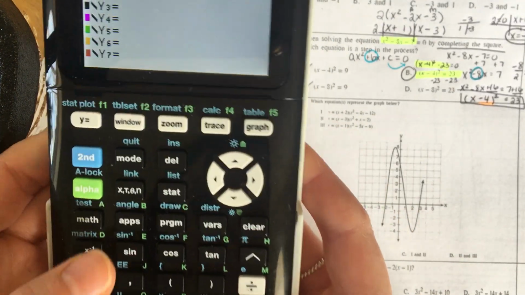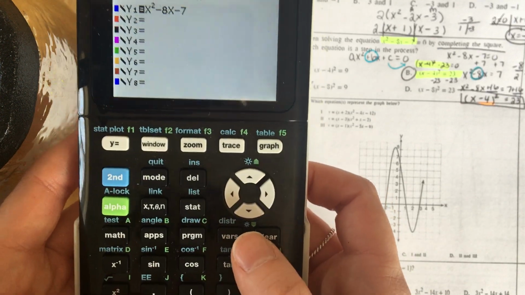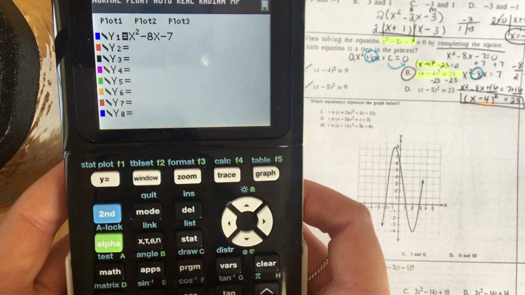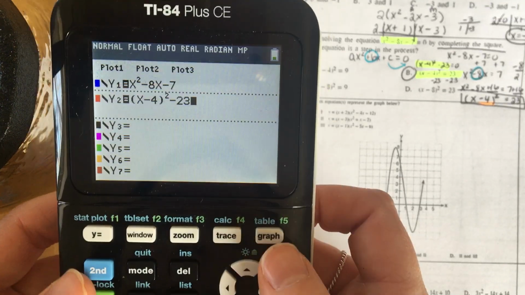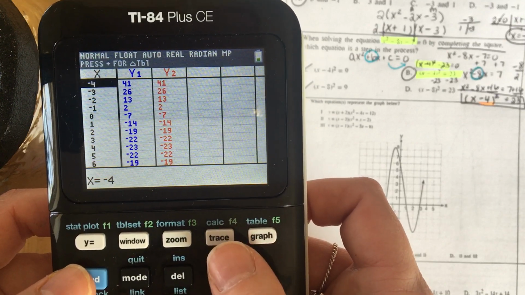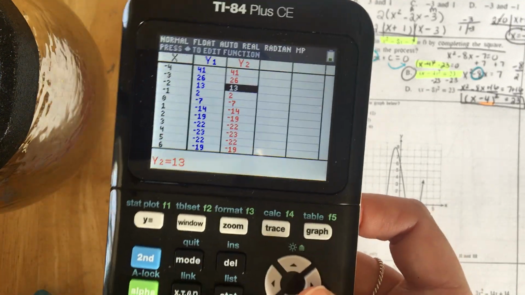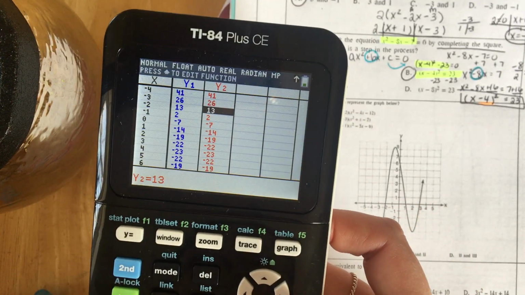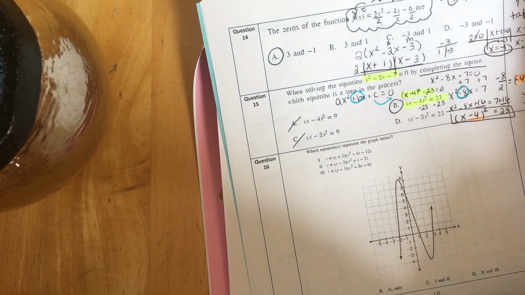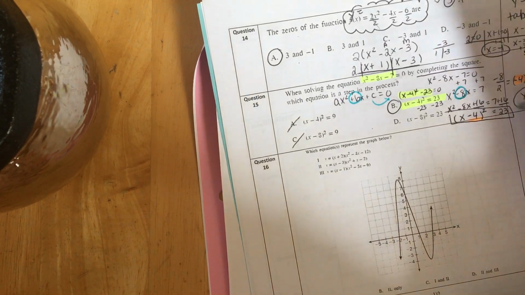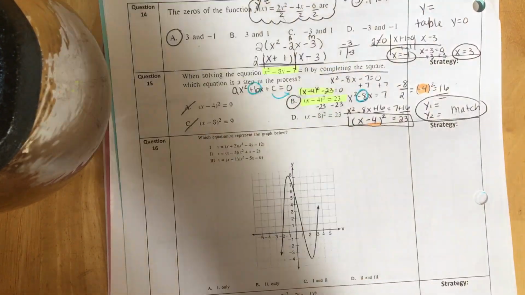So I have x squared minus 8x minus 7 in my y1, and then I have parentheses x minus 4 squared minus 23, and then you can check your table to see if your y2's match, and since they do, that means these equations are equivalent, which they should be if you've done the process correctly. So that's my strategy. It's the y1, y2 match strategy. Okay? So let's see if you guys can see that. There's my strategy right there.